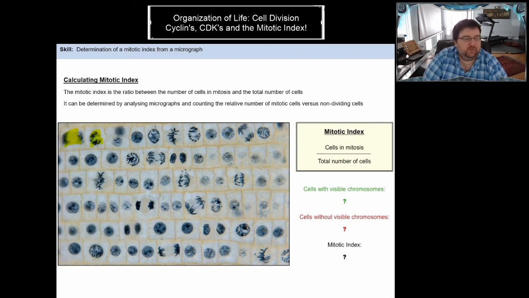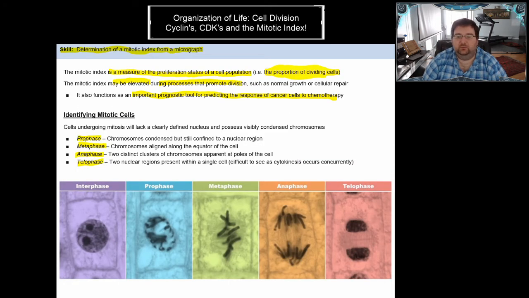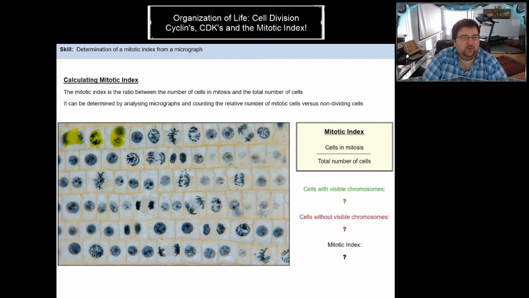This cell is also dividing. This looks like prophase, right? It's in the beginning stages. This cell is dividing. We have two nuclear regions. Which phase is that? That's telophase, two nuclear regions. So far we have seen everything except for metaphase. Let's try to find one in metaphase. Here's one in metaphase. You can see it's aligning down the middle.